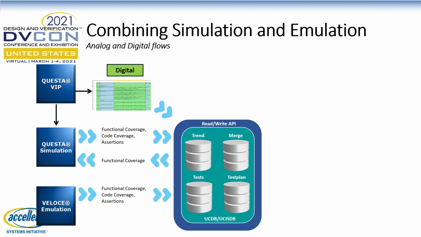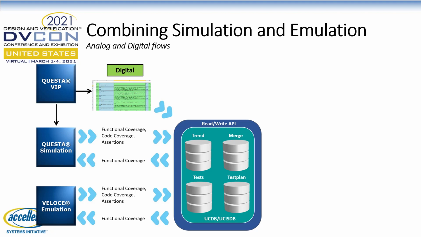And we can do the same thing with our Veloce emulation platform. Just like Questa, Veloce can capture functional, code, and assertion coverage into the UCDB. In fact, other than a field in the database that indicates what test and what platform was used to capture the data, you can't tell whether the coverage came from the simulator or the emulator.